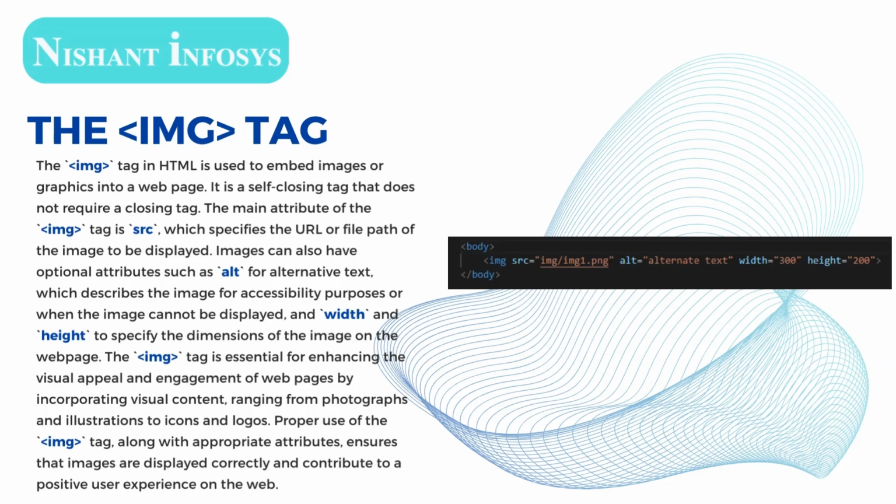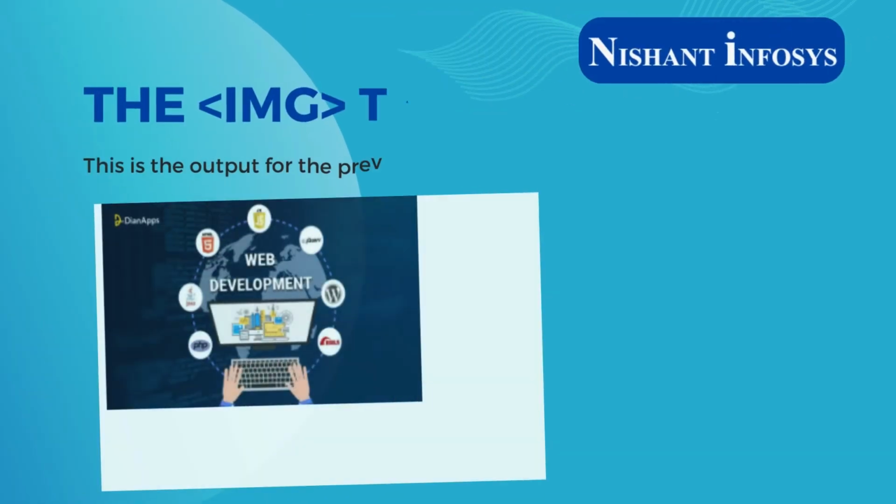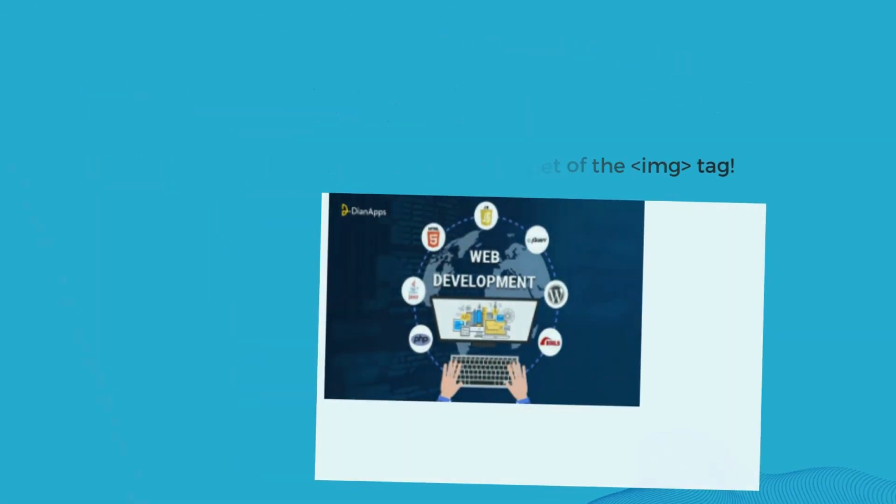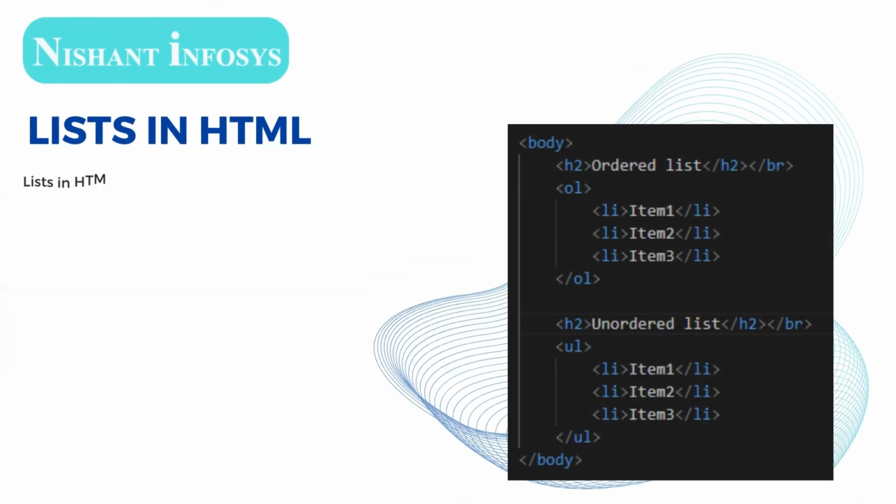Proper use of the img tag, along with appropriate attributes, ensures that images are displayed correctly and contribute to a positive user experience on the web. The code shows how we can embed an image onto our document. And this is the output of the code snippet. Let's now discuss lists in HTML.